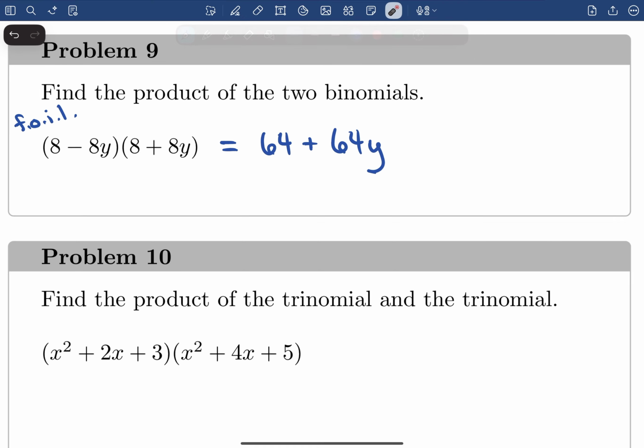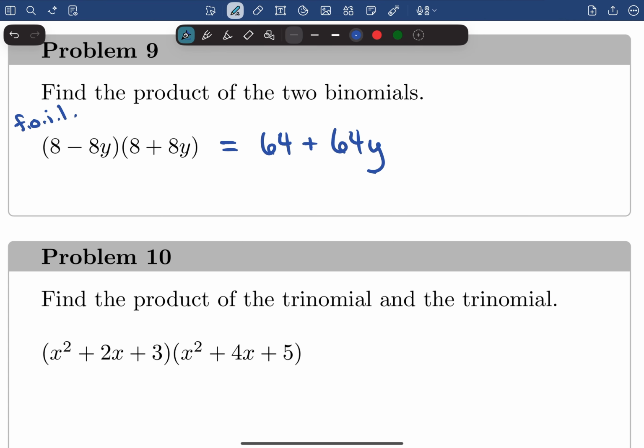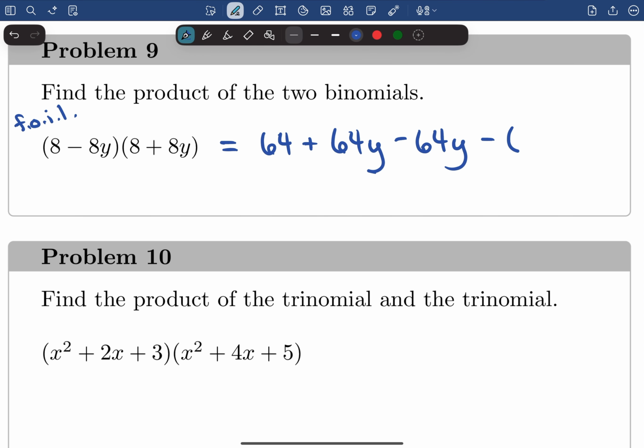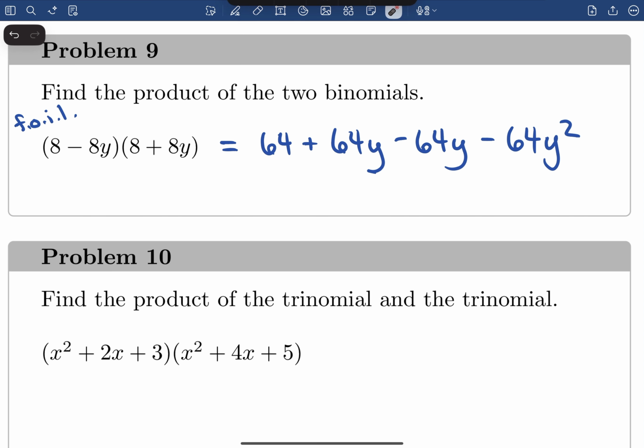Now we move on to the inner terms of FOILing. I stands for inner. They're the ones that are closest together. Negative 8y times 8, and that gives me a negative 64y. And lastly, negative 8y times 8y, which gives me a negative 64y squared, right? Because negative 8 times 8 is negative 64, and y times y is y squared.